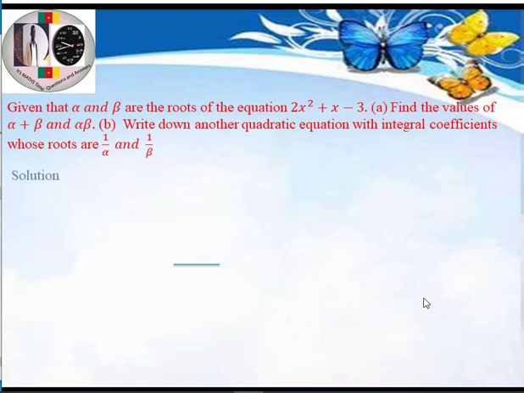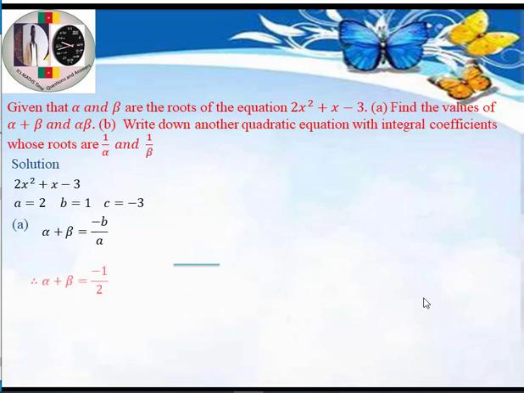Alright, so we know that our quadratic equation is 2x squared plus x minus 3. For us to do this, we need to get the values of a, b, c, where a is the coefficient of x squared, b is the coefficient of x, and c is the constant. So in this case, a is 2, b is 1, and c is minus 3 from that quadratic equation. And the sum of roots of the quadratic equation alpha plus beta is always equals to minus b on a. Therefore, alpha plus beta will be equals to minus b, which is 1, minus 1 on a, which is 2.